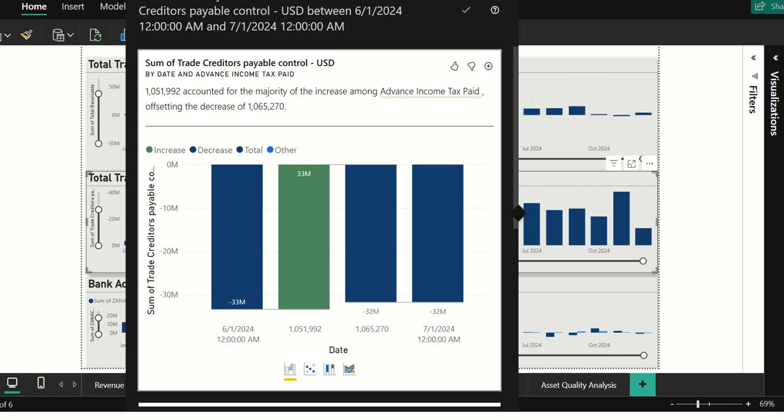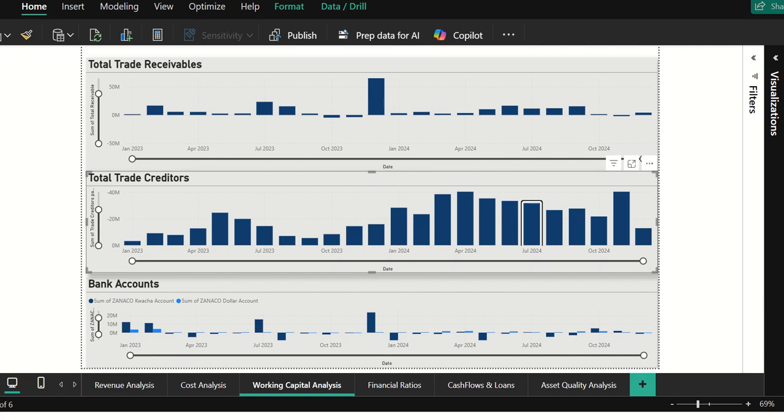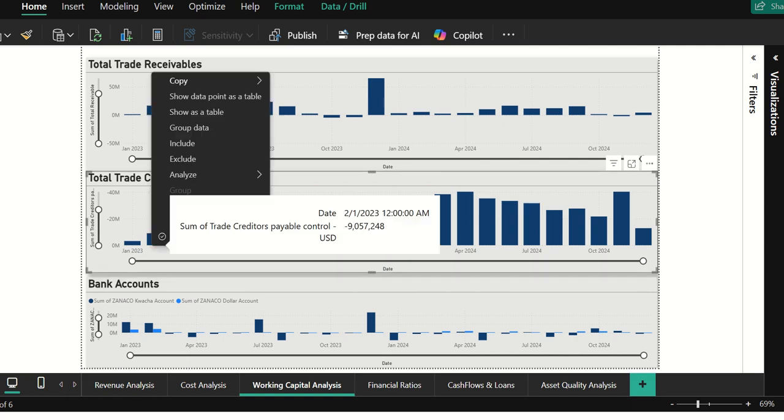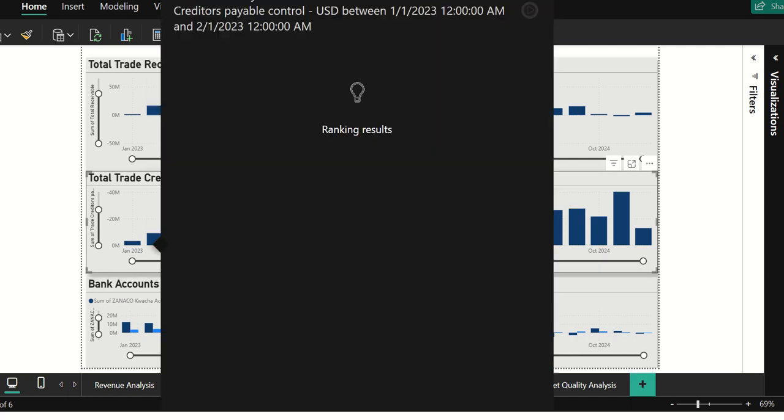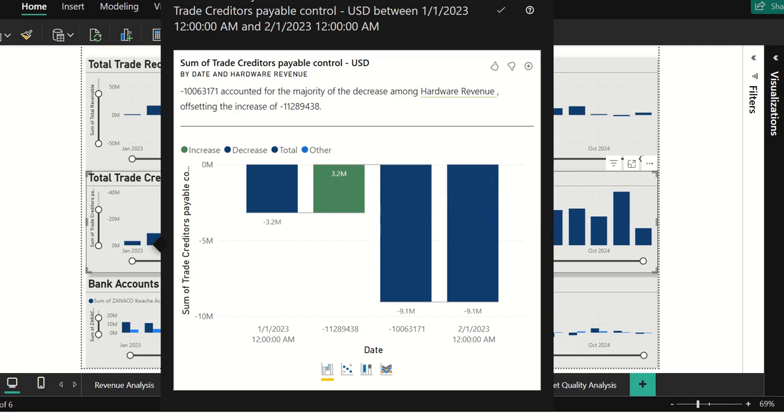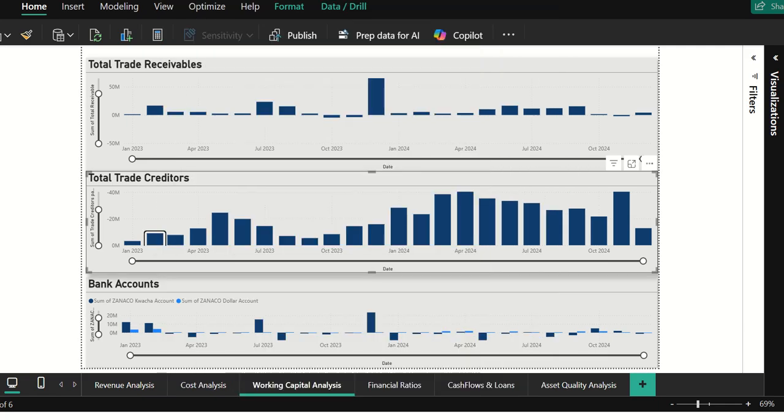So we have, for example, in this instance advance income tax, which has been paid, and that's what has caused this. So you can see that there's been a decrease. And then next, we also have analysis of what the bank accounts have been looking like. How has money been flowing through the organization? You can understand how the money has been flowing through the organization.